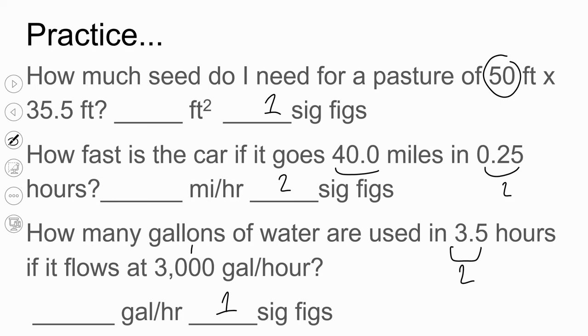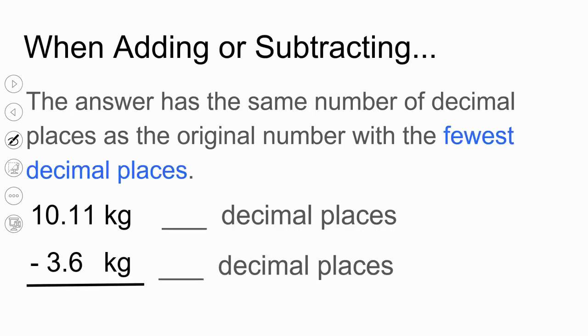Okay. Does that make sense? All right. There are other rules for adding or subtracting. For adding or subtracting, we need to look at the decimal places. We just keep the fewest number of decimal places. So this only has 1 decimal, and this has 2 decimal places. So our answer, we're going to have to round so it only has 1 decimal place. I don't remember what this was. Pulling out my calculator, 10.11 minus 3.6, my answer is 6.51. But I can only have 1 decimal place.